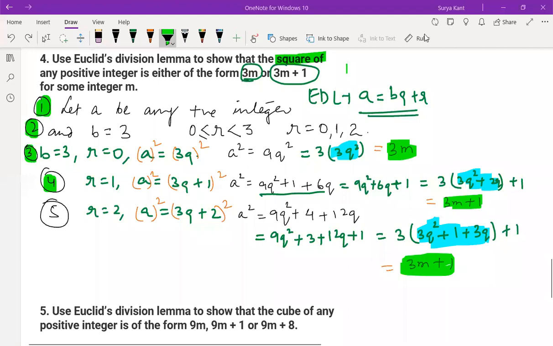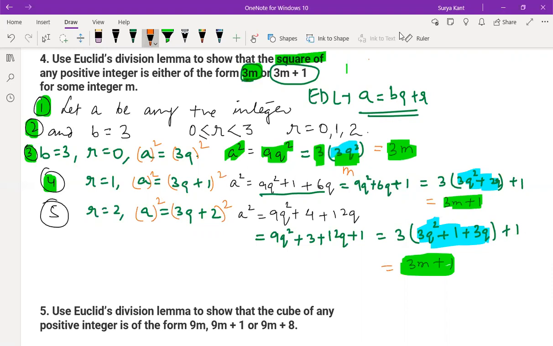All right, so see here, they have given: show that the square of any positive integer. So we are squaring both sides. Then you get a square is equal to 9q square. Till here you understood? Yes. Then this 9q square can be written as 3 into 3q square. Why is it written as 3 into 3q square? Because we have to bring it into which form? 3m form. So 3 has already come outside. So what is coming inside this bracket? That is nothing but m. It's clear? Yes, sir, it is clear.